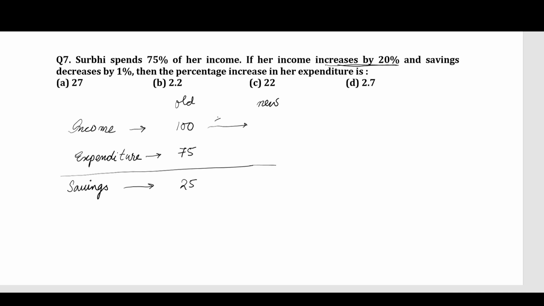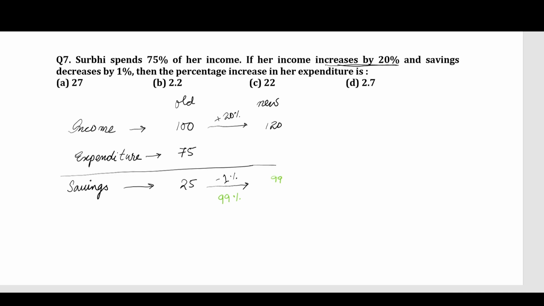Our income increases by 20%, so 100 with 20% increase becomes 120. And the savings decrease by 1%, so savings is 99% of the old savings.